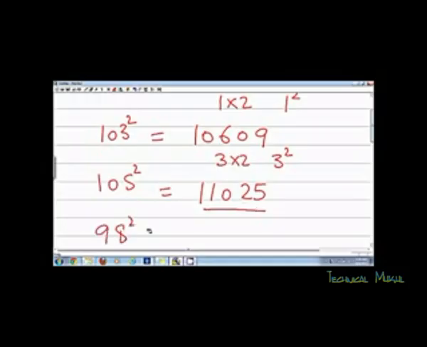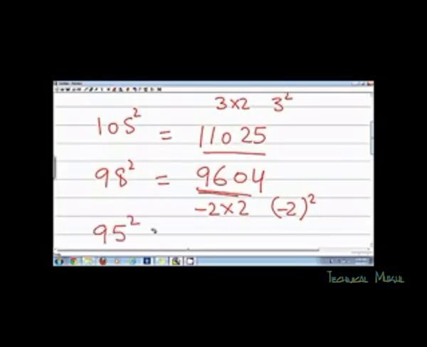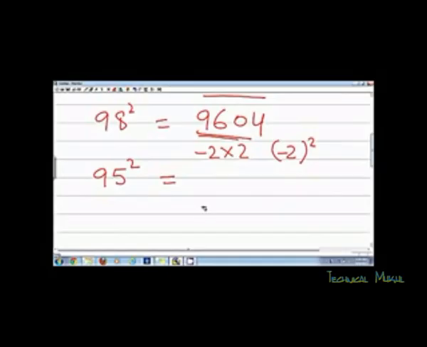Now if I have a number less than 100, for example 98, in this case it is 2 less than 100, so that will be minus 2 into 2, which is minus 4. So 100 minus 4 is 96, and then minus 2 squared is 4, so 9604. Similarly, if I have 95 squared, I say minus 5 into 2 is 10, so I say 90 and then minus 5 squared, which is 25. So the answer is 9025.